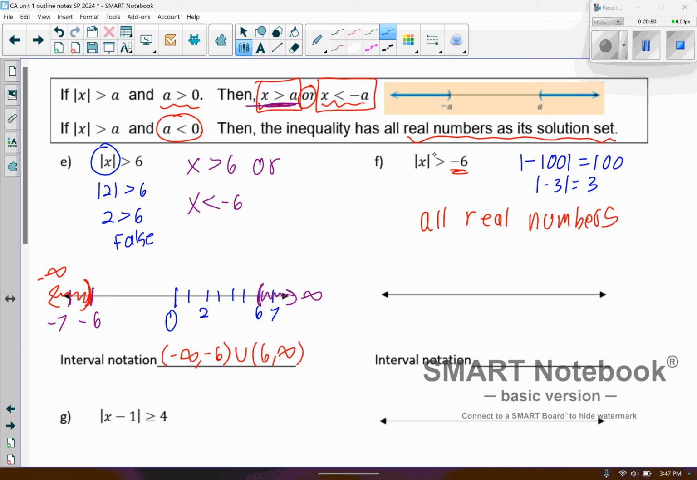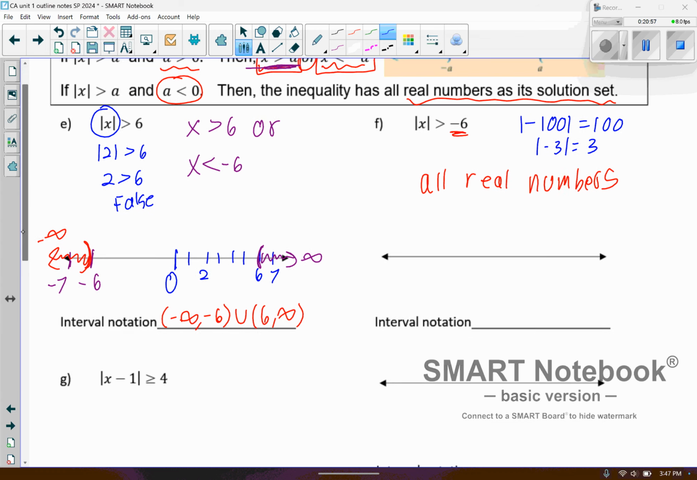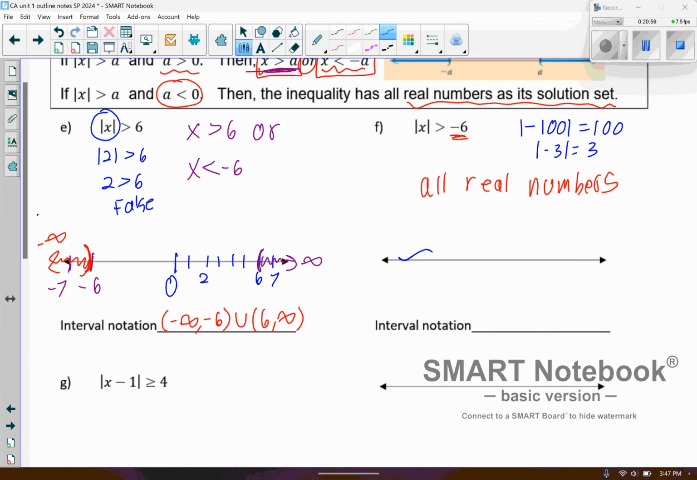So you could stay here all day and come up with numbers and plug them in, and they are all going to work. So as far as your number line, the way that would basically look is you would just shade in both directions with arrows going, and there'd be no empty spots. And then for your interval notation, it would be from negative to positive infinity.